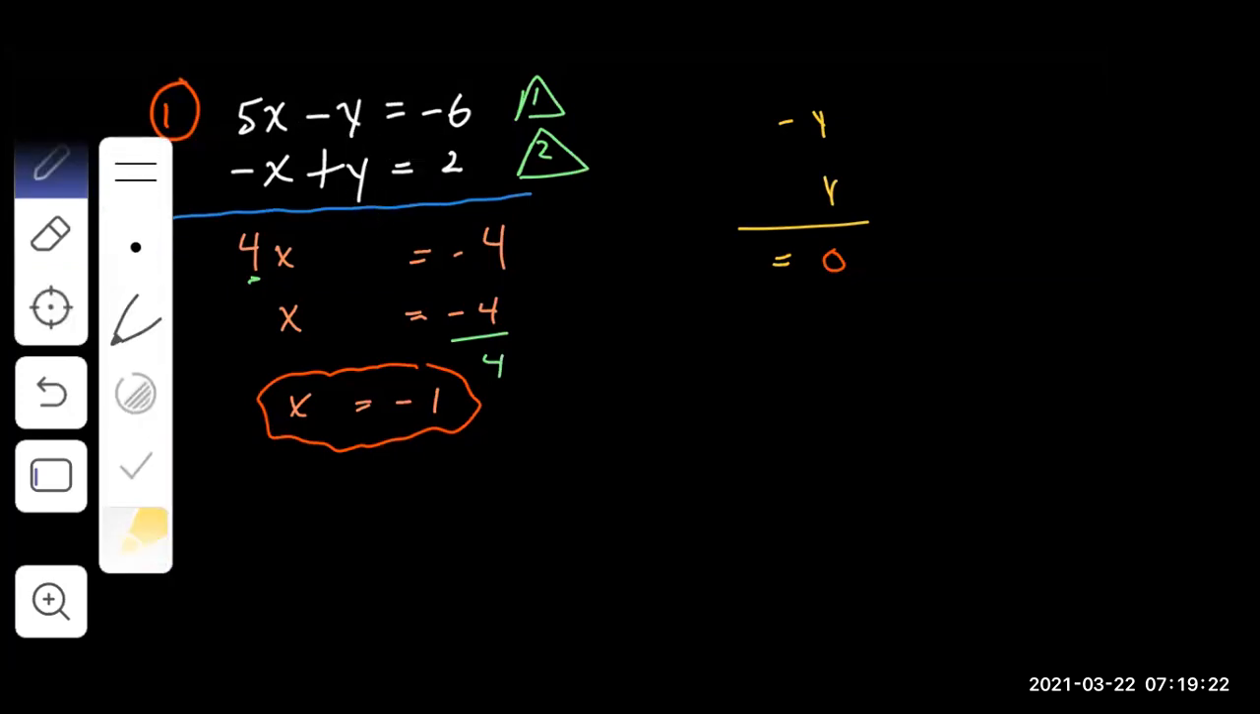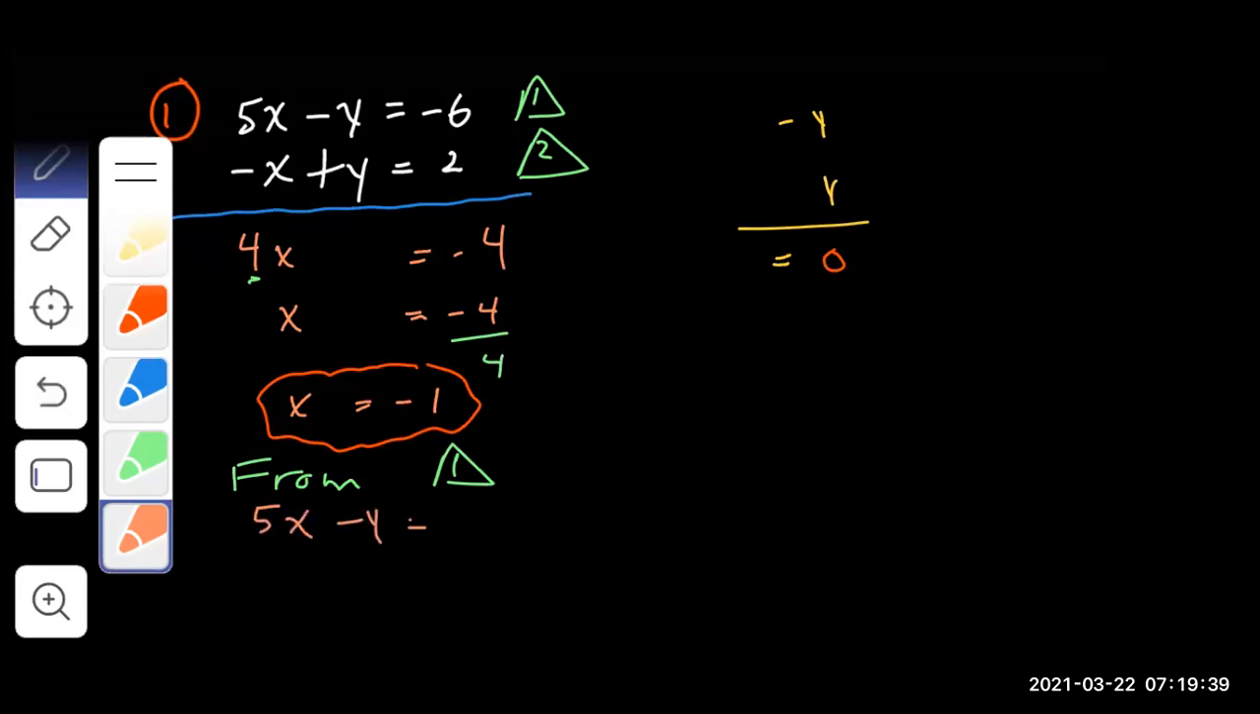I'm going to take the first one. You can take the second one. It's going to be exactly the same thing. Okay, let's take the first one. From one, I'm going to substitute. Let me copy the number one. Number one is 5x minus y equals -6.